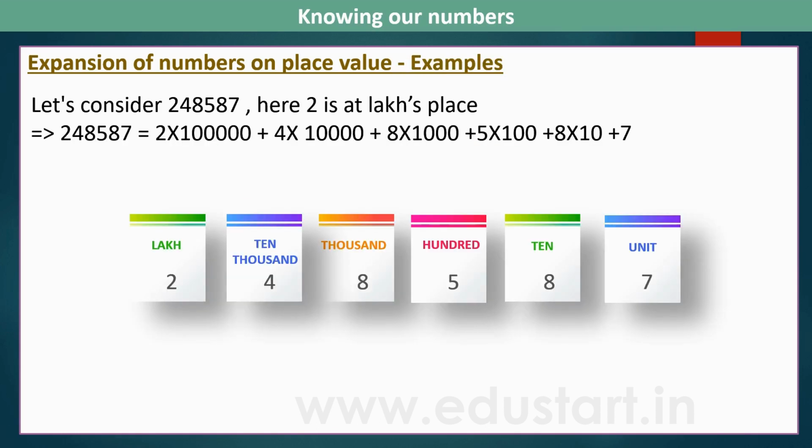Let's consider 248587. Here 2 is at lakhs place. So now 248587 is equal to 2 into 1 lakh, 4 into 10,000, 8 into 1000, 5 into 100, 8 into 10 and 7. So if you see it, 2 lakhs, 40,000 plus 8,000, 500, 80 and 7. So these are the values. So this is presented in a structural way.